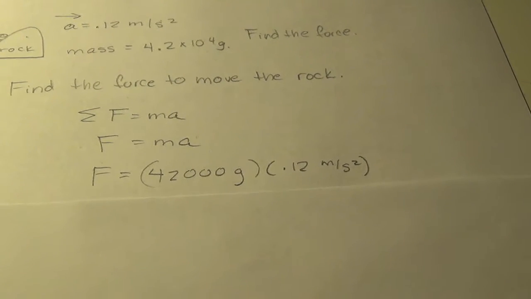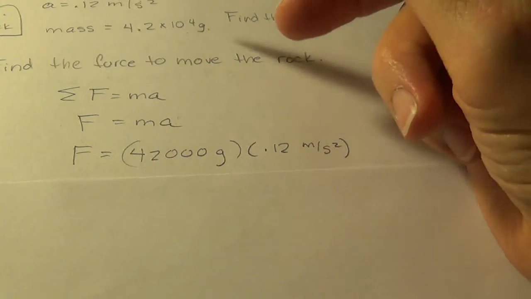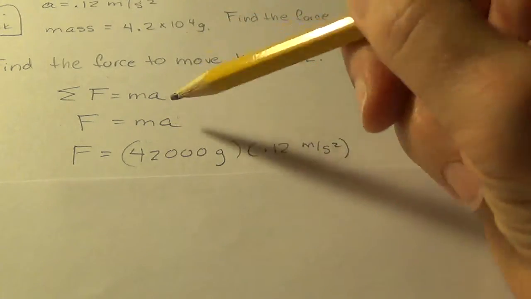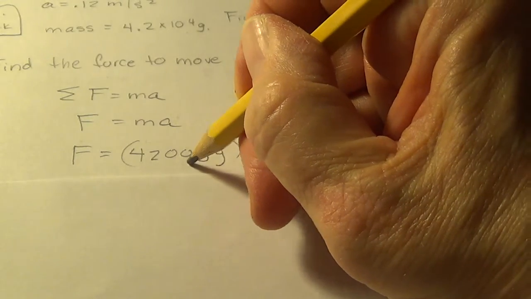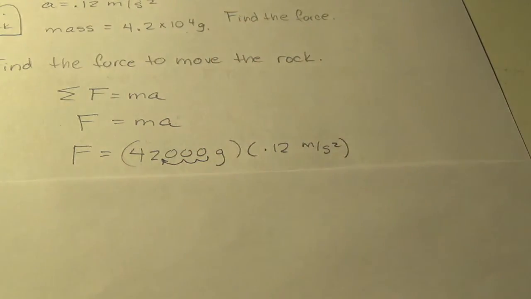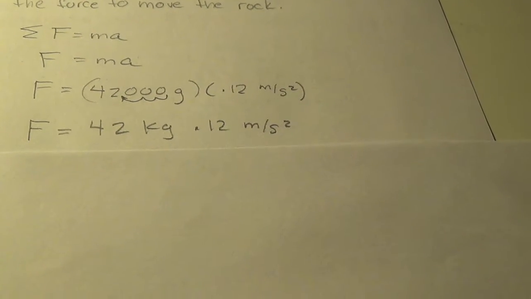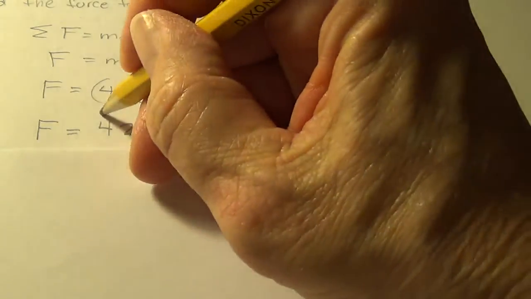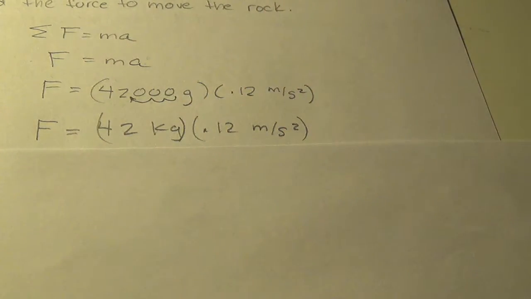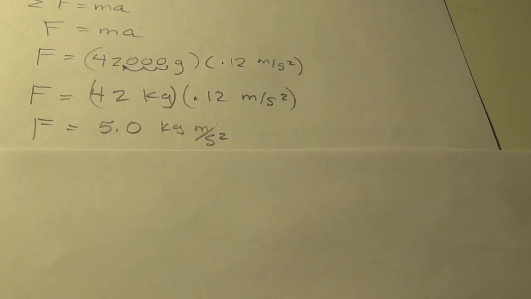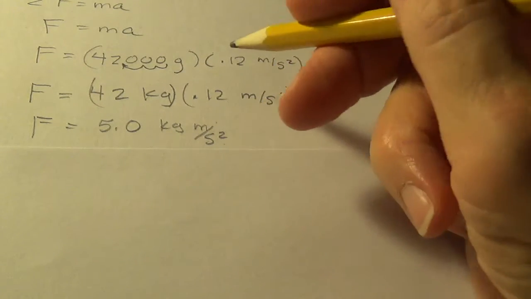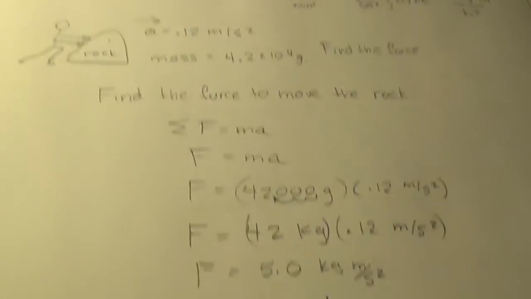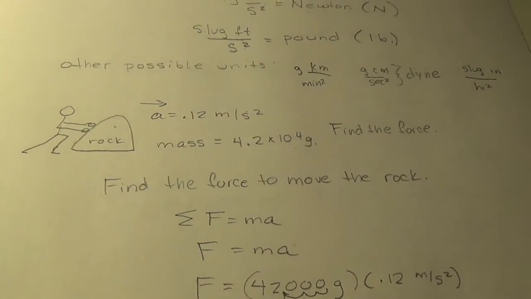I took out the scientific notation and wrote it as 42,000 grams. But I'm going to move the decimal 3 places to the left, and that will give me the kilogram measure. So I end up with 42 kilograms times 0.12 meters per second squared, and that will come out to 5.0 kilogram meters per second squared, which is the Newton. And that is the force this man is applying to the rock to cause it to accelerate.